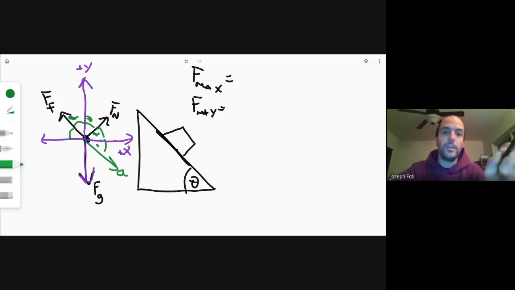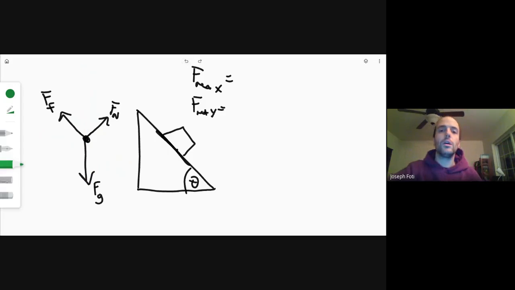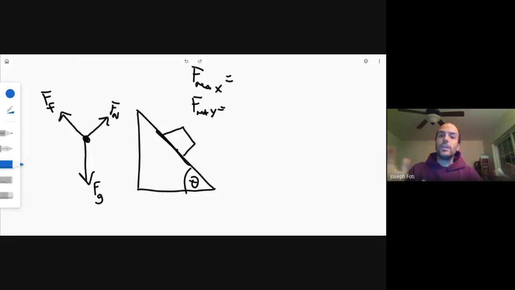So here's what we do. Let's see if I can sort of erase. Yeah, it's working the way I wanted it to in the first place. Yay! So what we're actually going to do is change the way we write our axes. Let's go with blue. Remember, Mother Nature doesn't care how we write our axes, as long as we're consistent throughout the whole problem. So I'm going to take my axes and rotate them, just like that.